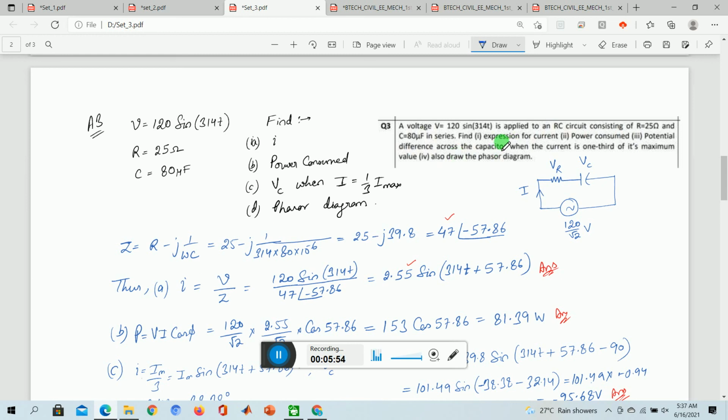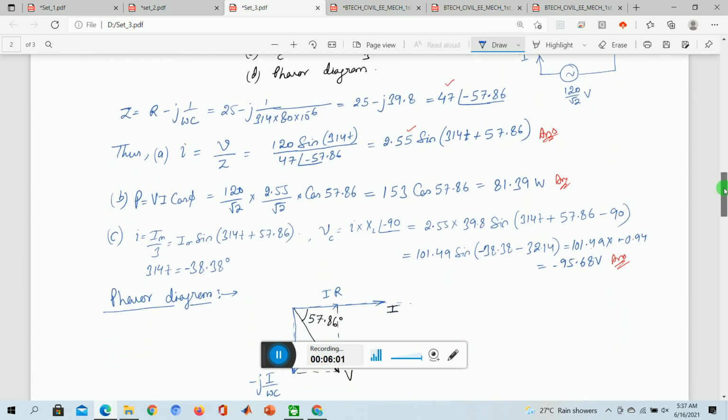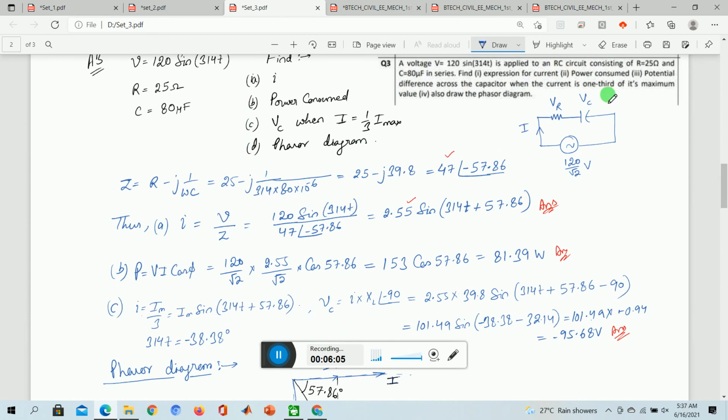Because here it is asked expression for current, not the current. Expression for current is this. Next is here, what is the power? So power consumed is being asked. Power consumed is VI cos of phi.